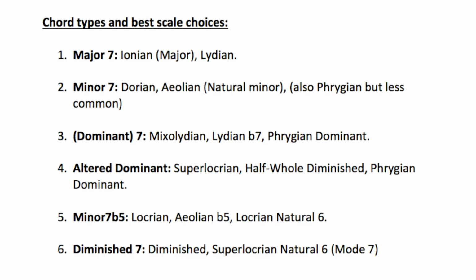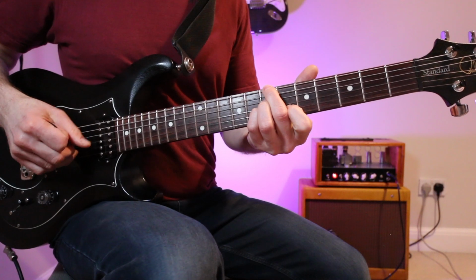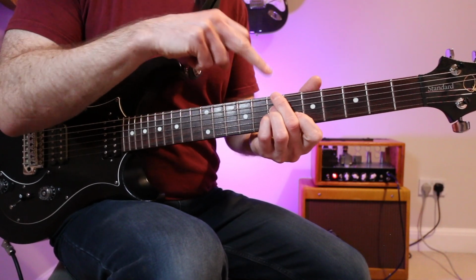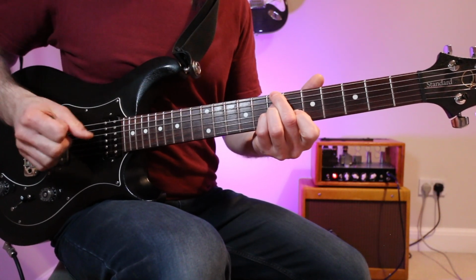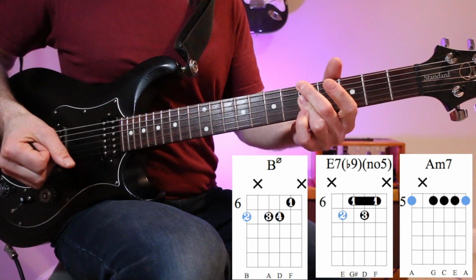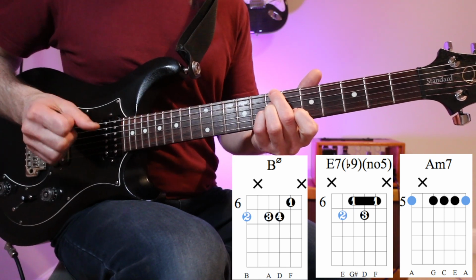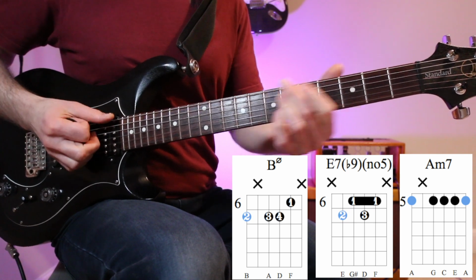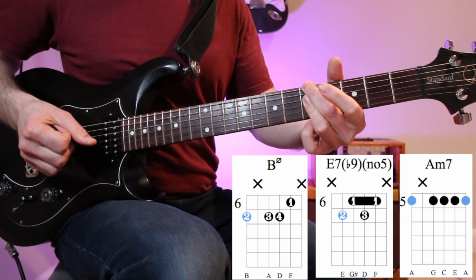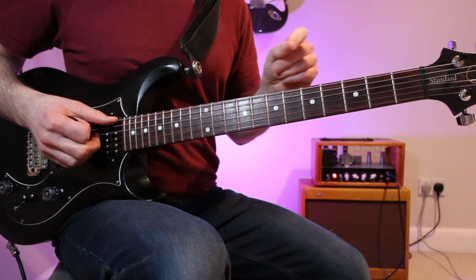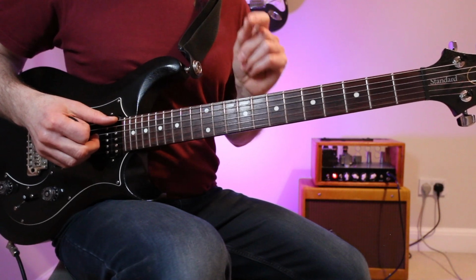Over minor 7 flat 5 chords, we can use Locrian, Aeolian flat 5, or Locrian natural 6. So a minor 7 flat 5 chord looks like this, and it's quite often played in a minor 2-5-1, like this. That was B minor 7 flat 5, E7 flat 9, A minor 7. Any 3 of these scales, Locrian, Aeolian flat 5, Locrian natural 6, will sound good over that.